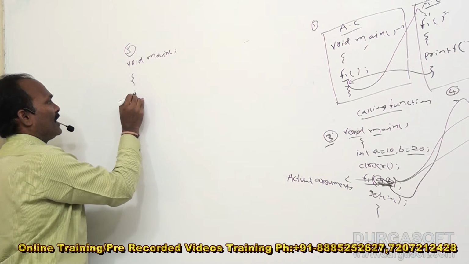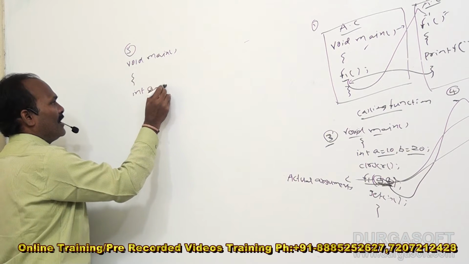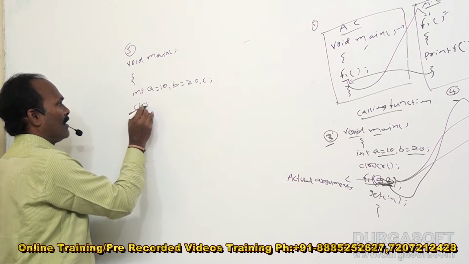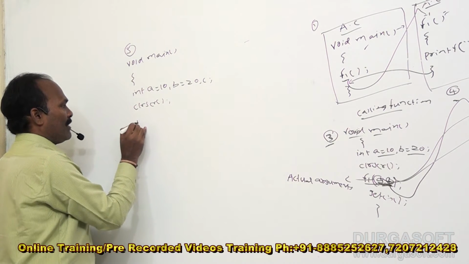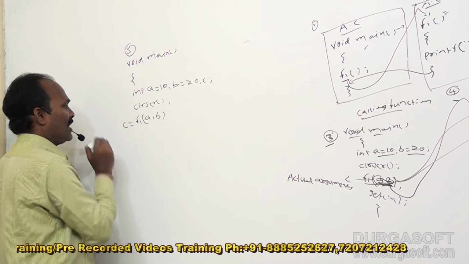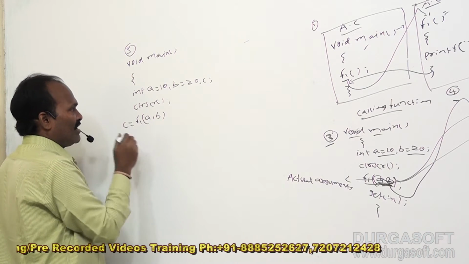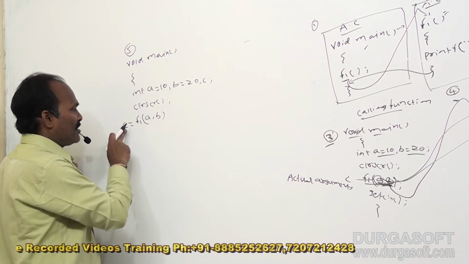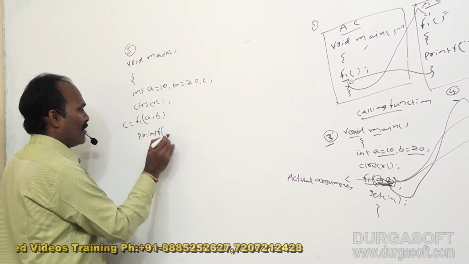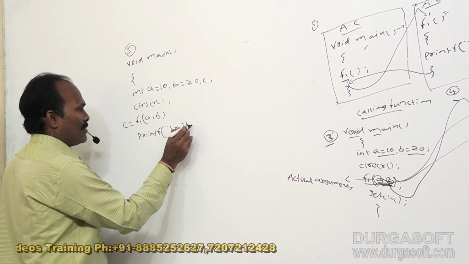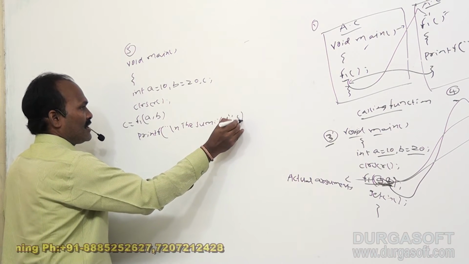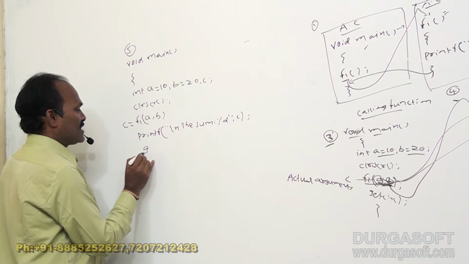main. Here I will declare three variables: integer a equal to 10, b equal to 20, and c. Here I will call the same function f1 a comma b, and on the LHS I am giving c. So the value returned by the called function will be assigned to c here. Printf the sum %d is c. Say getch.